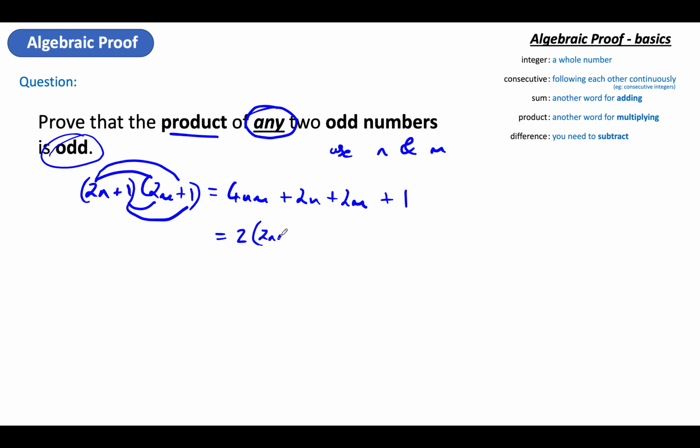So 2nm plus n plus m. All I've done is factorize these first three things and divide them all by 2, put it on the outside of a bracket. Now I've got 2 times something. This makes an odd number. And of course my plus 1 hasn't disappeared. So this must be odd, because the first bit's even, knock it along one place, we get to an odd number. Good.